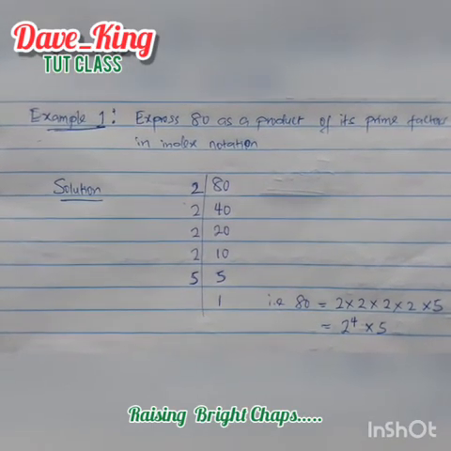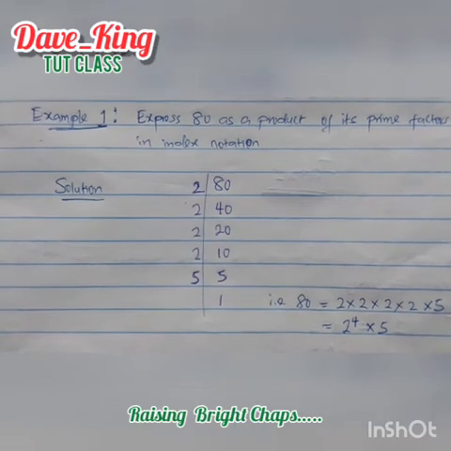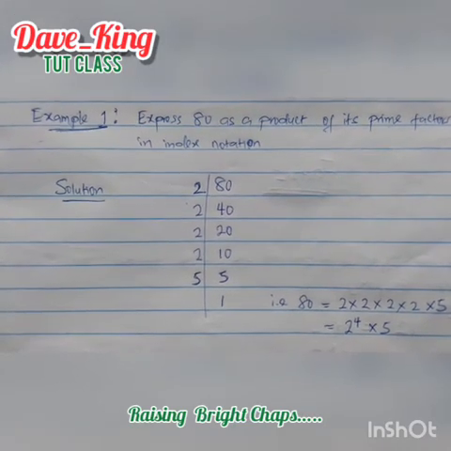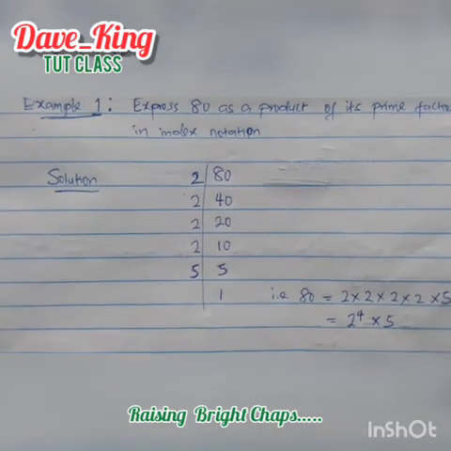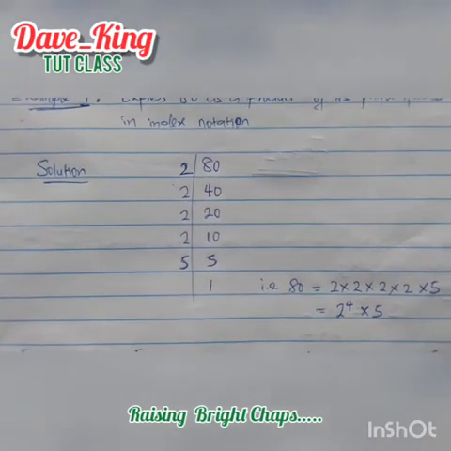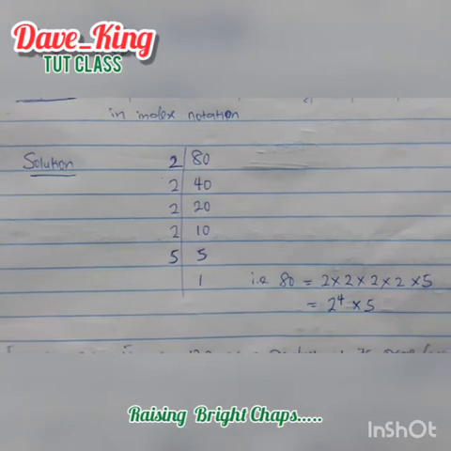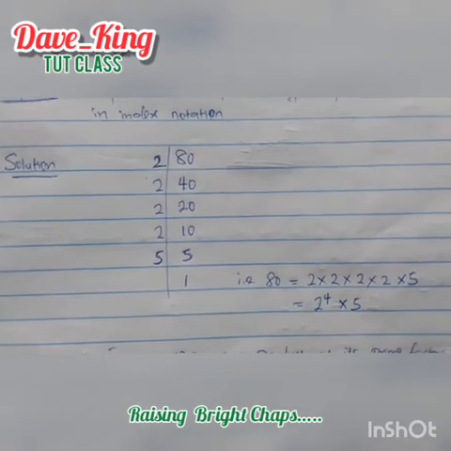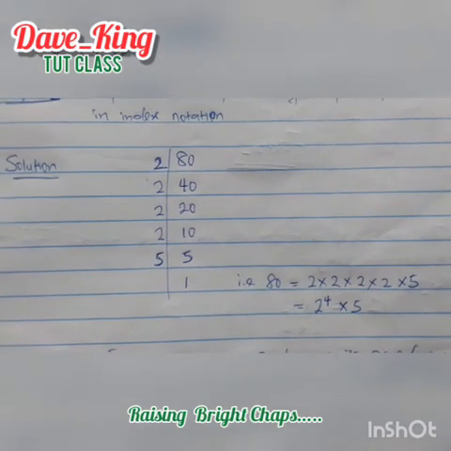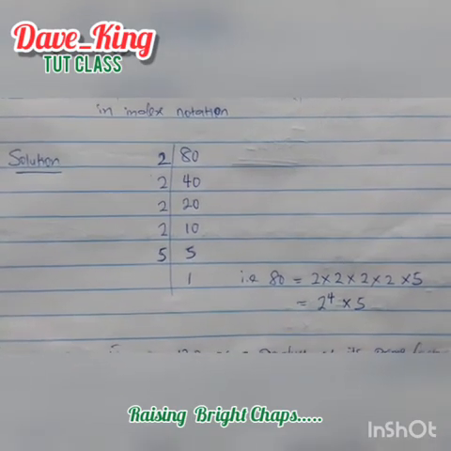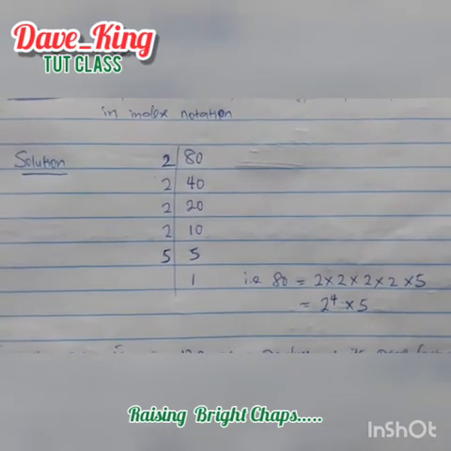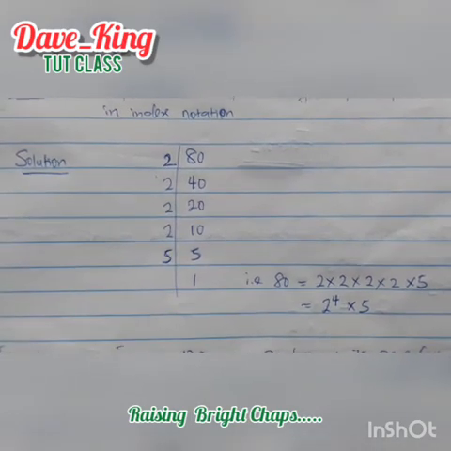So 2 in 80 we have 40, 2 in 40 we have 20, 2 in 20 we have 10, 2 in 10 we have 5, and 5 in 5 we have 1. It now implies that what? 80 has prime factors as what? 2 times 2 times 2 times 2 times 5. In index form, it now becomes what? 2 in 4 places times 5. So that's 2 raised to power 4 times 5.